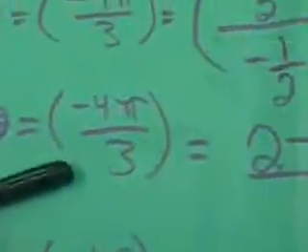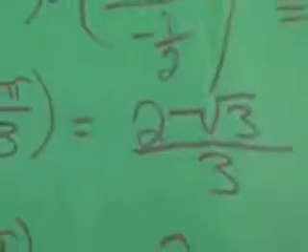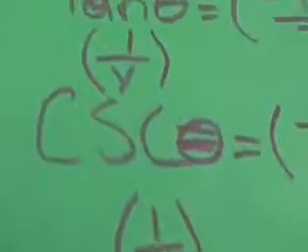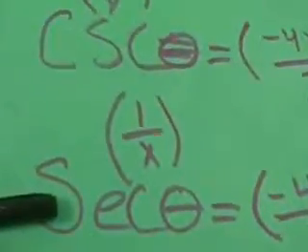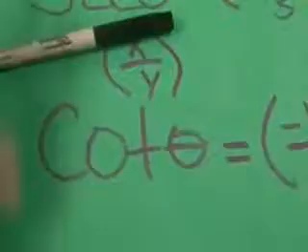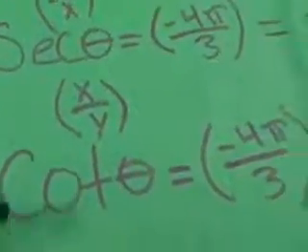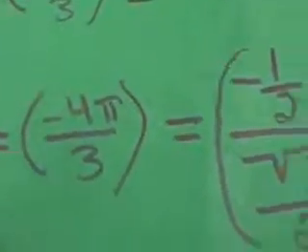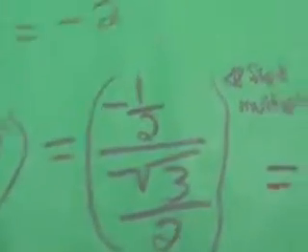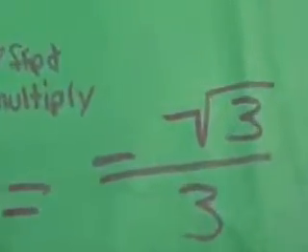of 3. To find cosecant, we have negative 4 pi over 3, and it's going to equal 2 square root of 3 over 3. And remember that cosecant is 1 over y. Secant is going to be 1 over x, so it's going to be the negative 4 pi over 3 is going to equal negative 2. And last, cotangent is x over y. So negative 4 pi over 3, it's going to be negative 1/2 divided by square root of 3 over 2. And you're going to flip and multiply, giving you negative 3 square root of 3.